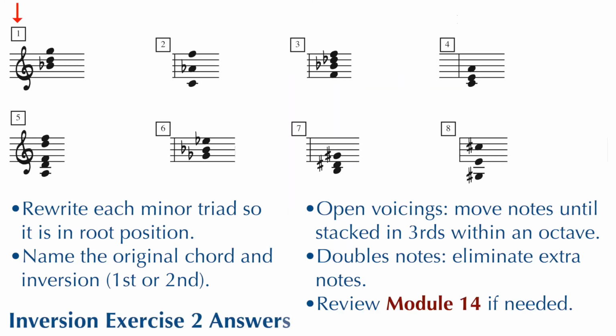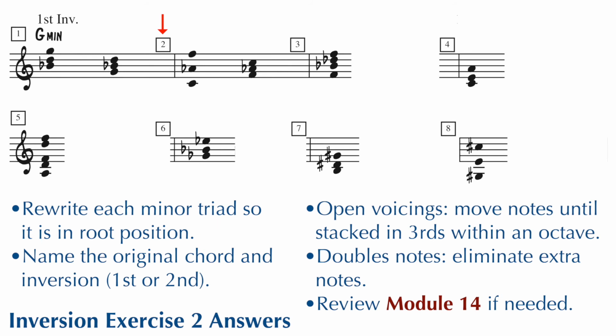Number 1, I can take the G at the top, lower it an octave. Now everything is nice and neatly stacked in thirds, G, B flat, D. The original chord is G minor, and it's in first inversion because the B flat, the third of the chord, is at the bottom.